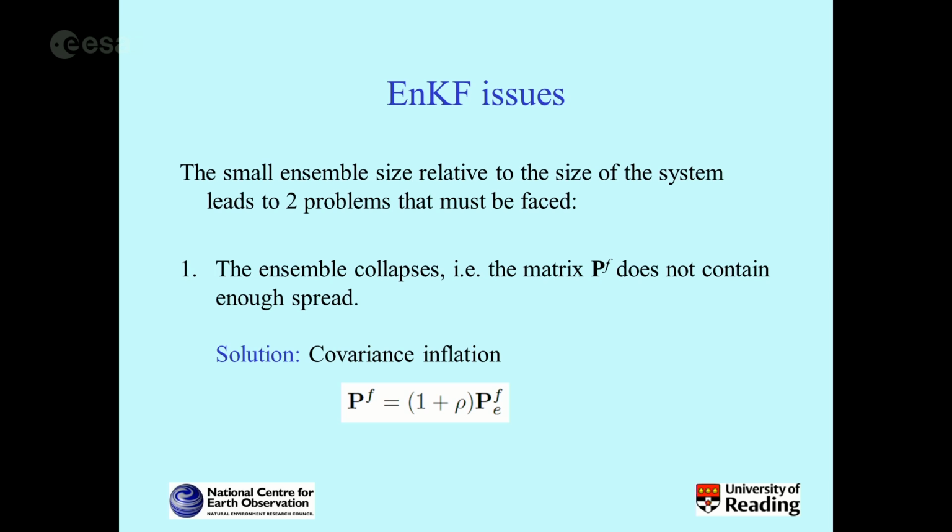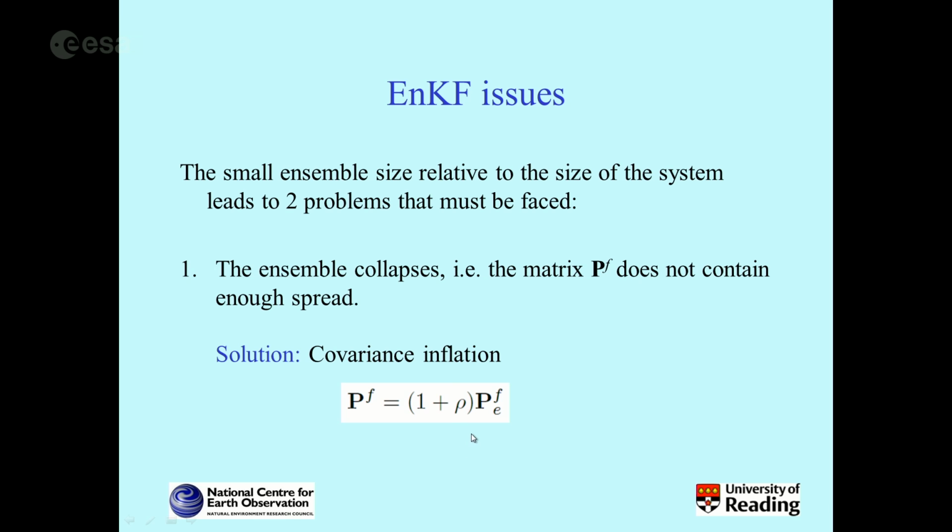So what do we do? Every time we do this step of forecasting, of calculating this PF, we just multiply it by a number. So we say we have our estimated PF from the ensemble. Instead of just saying our PF matrix is equal to that, we say it's equal to 1 plus something like that, where rho may be 0.05, 0.1, whatever.